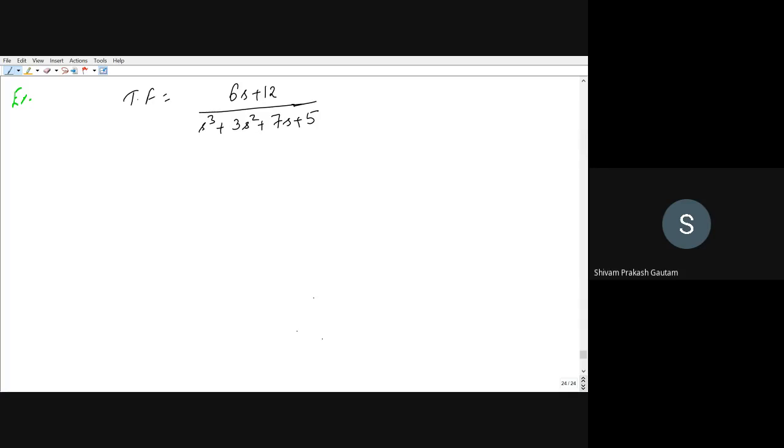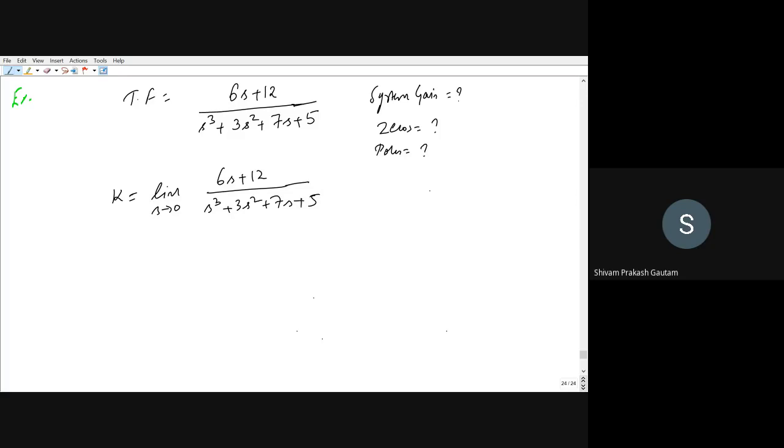So what do we need to calculate here? First, we need to calculate the system gain. Second, we need to calculate zeros. And lastly, we need to calculate poles. For calculating the system gain k, we can take the limit s tends to 0 of 6s plus 12 whole divided by s cube plus 3s square plus 7s plus 5. You can directly put s equal to 0.